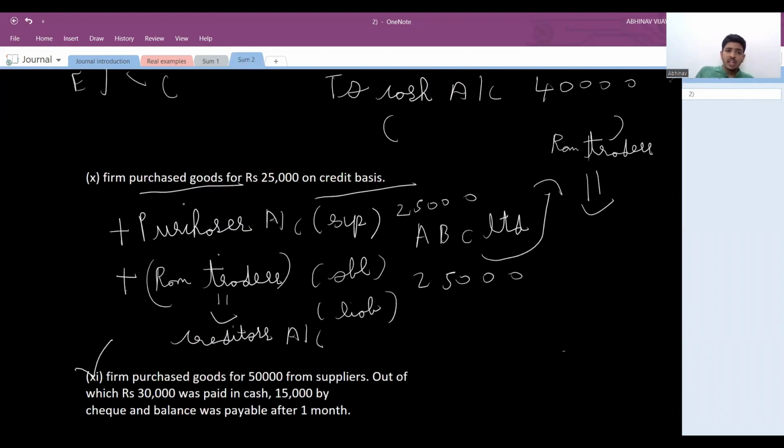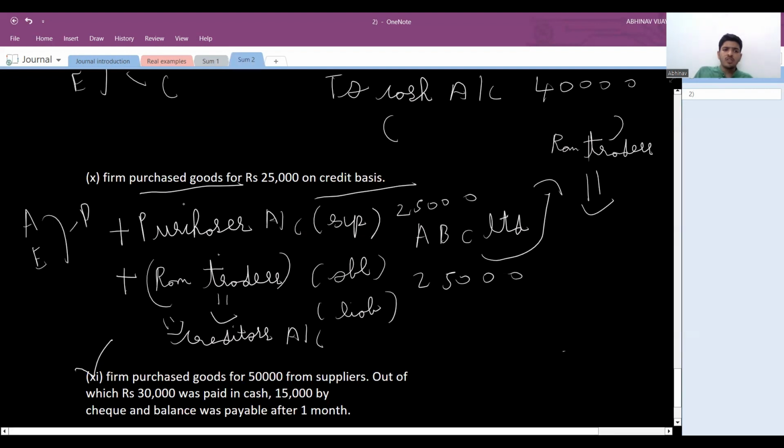You always write creditor account. If the name of the person who sells the goods is mentioned, you write his name as the obligation. But if it's not mentioned, you always write creditor account. Now just convert it into journal entries, right? Using a super secret formula.